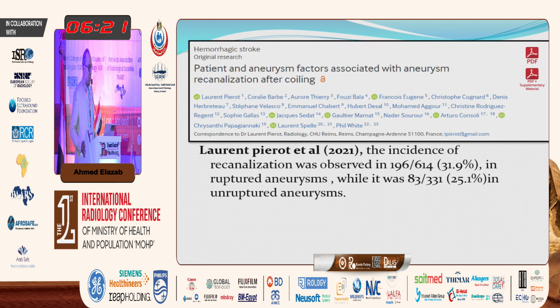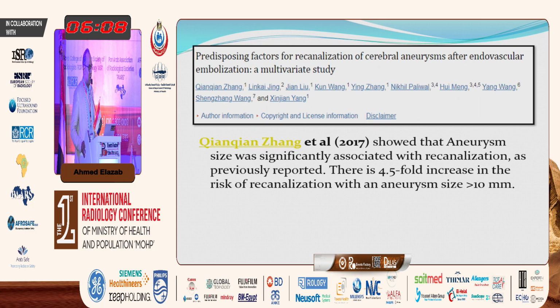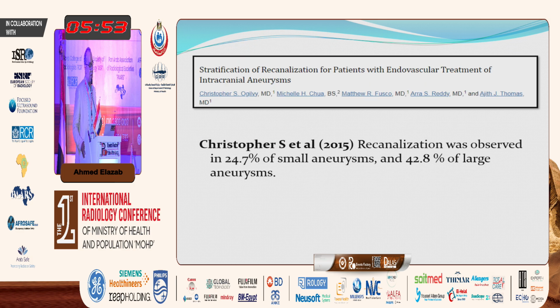Literature review. Gromby-Roy et al. showed that recanalization was observed in 31% of ruptured aneurysms, and 25% of non-ruptured aneurysms. Zhang et al. showed that the aneurysm size was significantly associated with recanalization. There is a 4.5-fold increase in risk of recanalization with aneurysm size more than 10 millimeters. In this study, recanalization was observed in 24% of small aneurysms and 42% of large aneurysms.